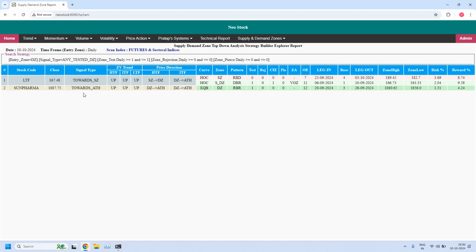Sun Pharma tested and started moving towards all-time high. L&T Finance tested and prices are moving towards the supply zone today itself.